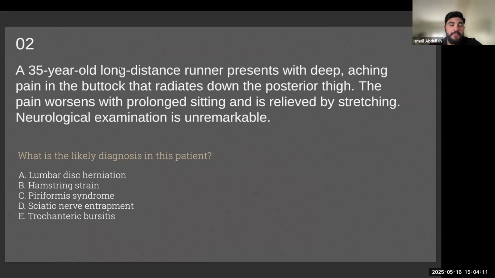So before we start, before we solve the question, this is a long-distance runner. So he's an athlete. Okay. So this is something that we need to know about our patient. Deep aching pain in the buttock. So from the buttock to the posterior thigh. So that's the only range where the pain is being felt. And it worsens with prolonged sitting and is relieved by stretching. Everything else is fine. What do you think is the diagnosis here?